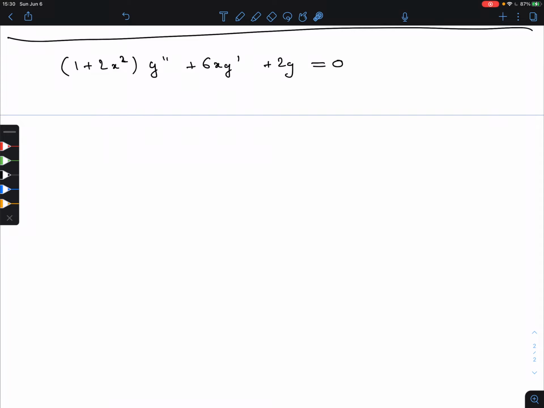So let's see here. What are the singular points? Well, there is a 1 plus 2x squared equals 0. That means that 2x squared is equal to minus 1. So that means that x is plus or minus i radical 2. So they're complex numbers. Okay.